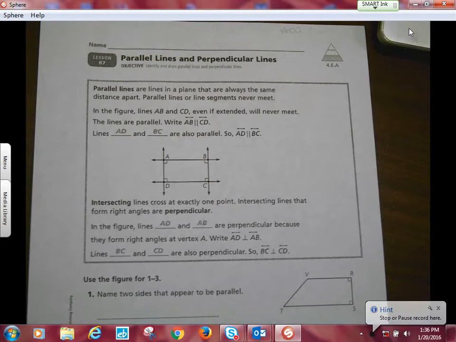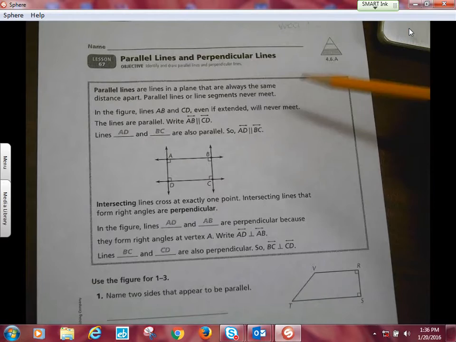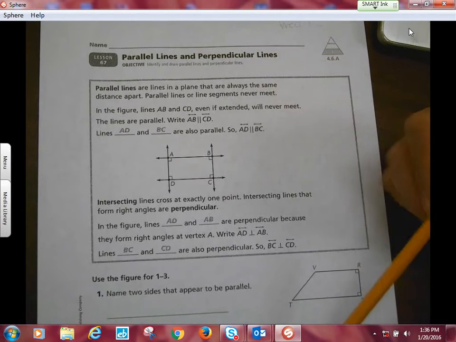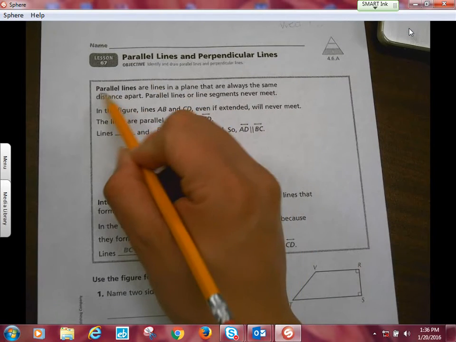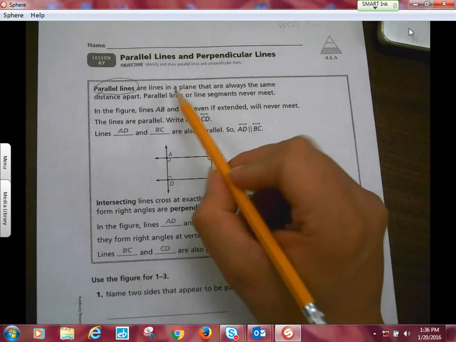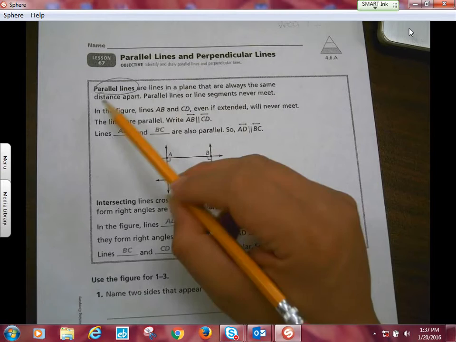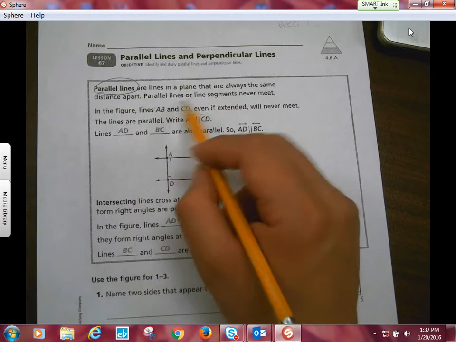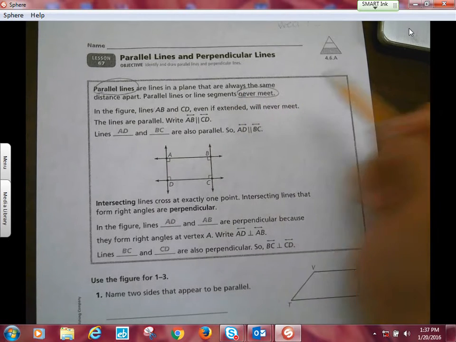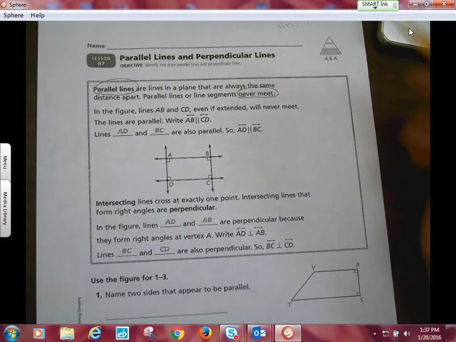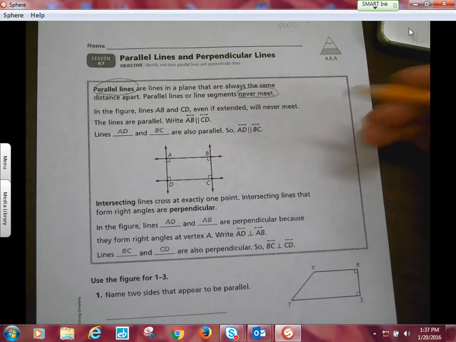Really quickly, we're just going to go over a couple of things that we talked about today in class, so that way you can keep that in mind whenever you're doing your homework tonight. Parallel lines are lines in a plane that are always the same distance apart, and parallel lines and line segments never meet. So they will never intersect. They will never cross paths with one another.